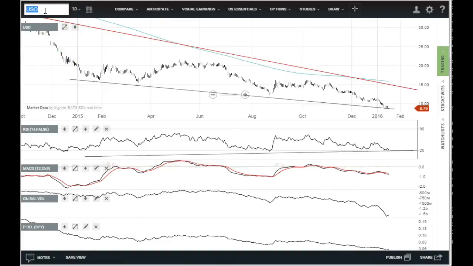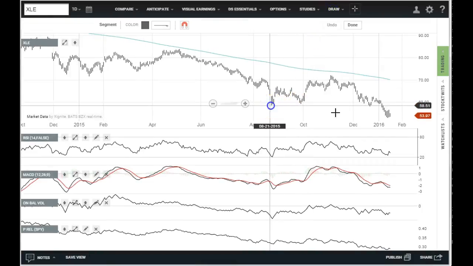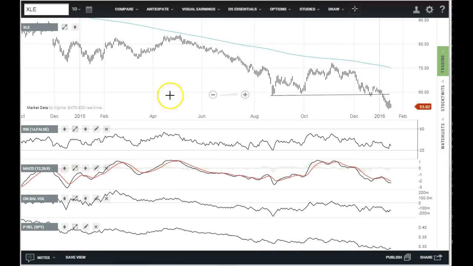We'll look at XLE, the oil stock ETF. Not a whole lot of surprise here. New low, broke down below this support recently, so that's not a good thing. Pretty bearish. Same thing, RSI, it's weak but not oversold, no divergences. MACD, same thing, heading lower. Arguably a little bit oversold here, but not terrible, so I wouldn't make a decision on that.